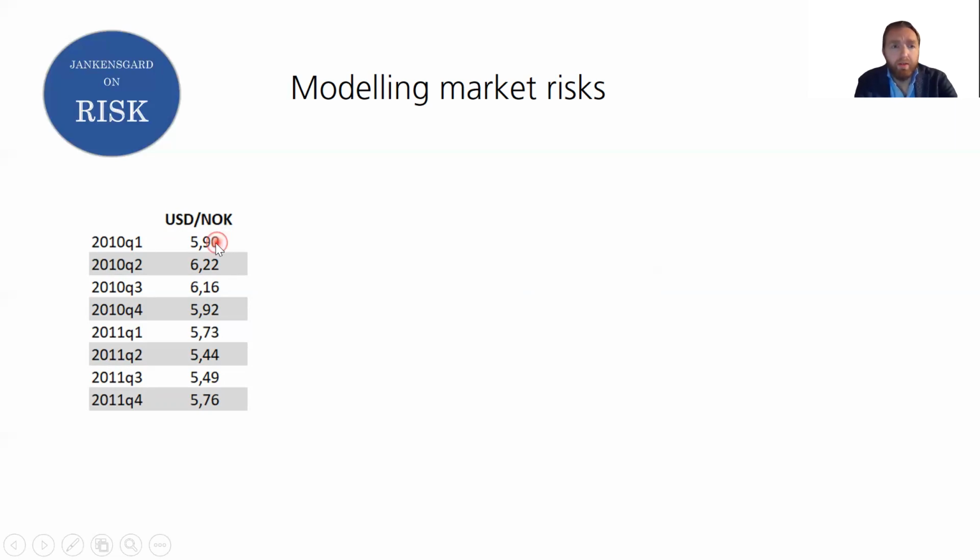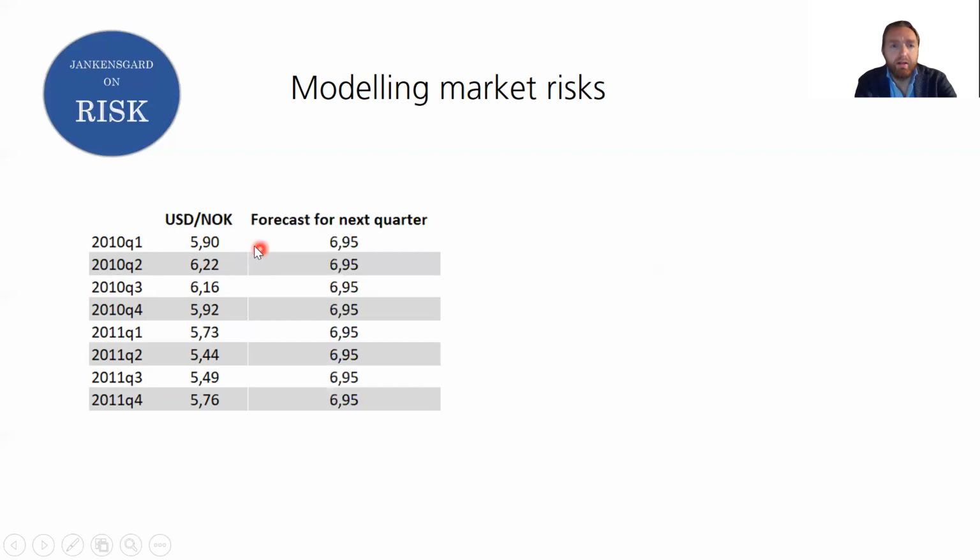So in this quarter, the first quarter in that year, the actual value for the exchange rate was 5.9. So at the end of this quarter, we tried to come up with a forecast for the next quarter. So we're going to use the sample average then, 6.95. And then we compare with what actually happened, which was 6.22. That's what actually happened in the next quarter. All right, that's the deviation, obviously, from our forecast.